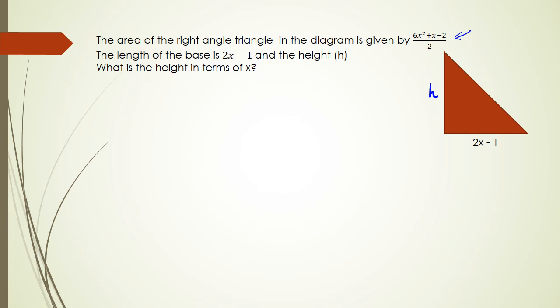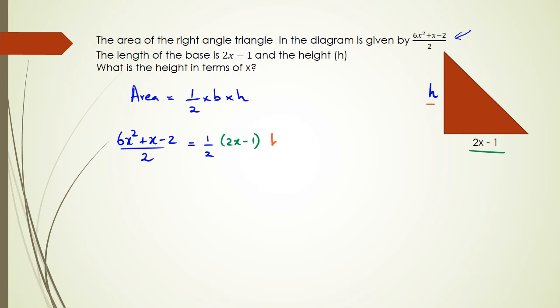Okay, so what we know about the area of a triangle is that it's half times base times h. Now we know what the area is. The area is 6x squared plus x minus 2, divided by 2, and that's equal to half times base, which is right there, 2x minus 1, multiplied by height.